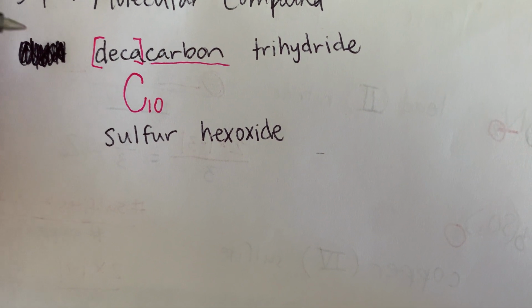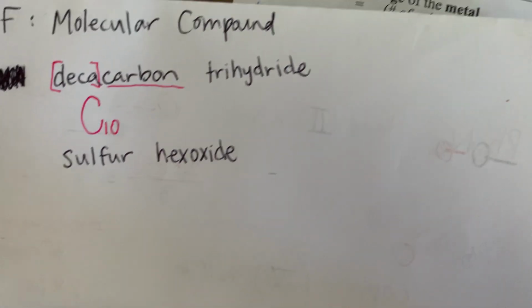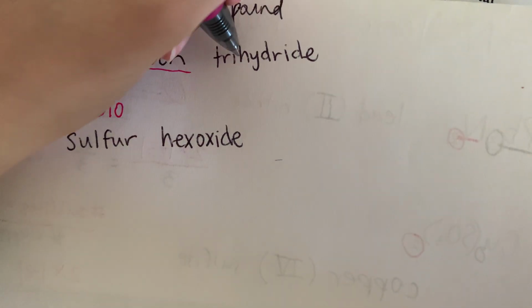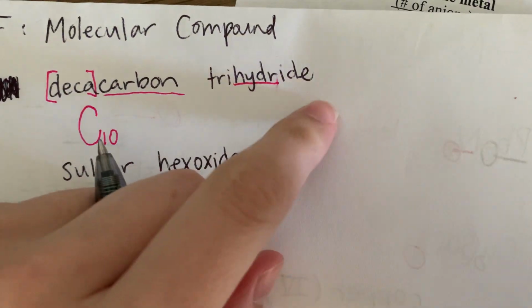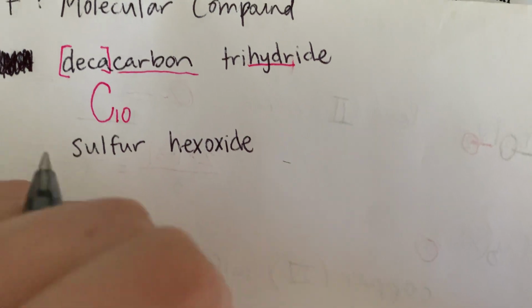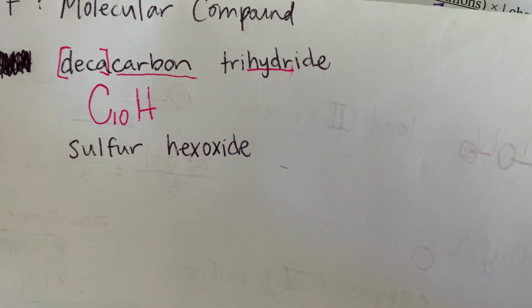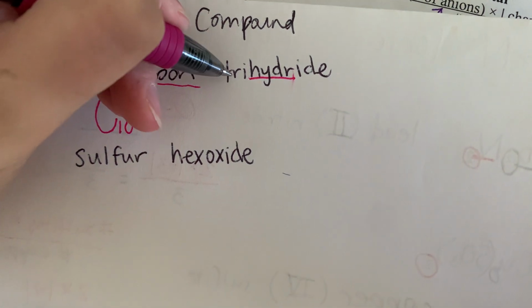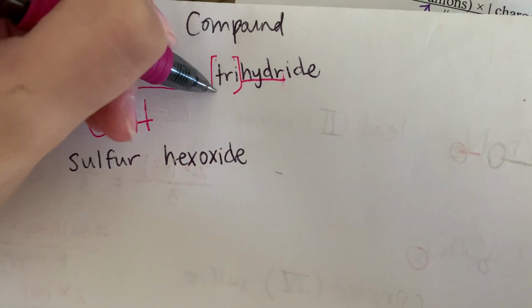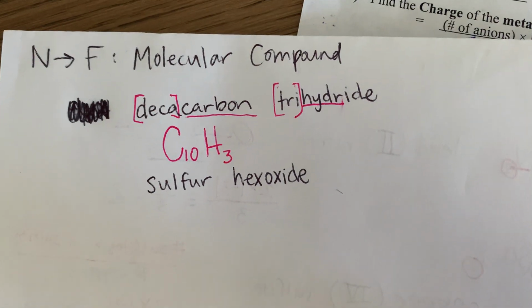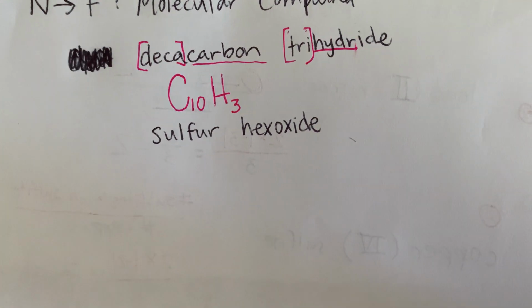Now I can repeat it for the second one. I'm going to find who my element is here. This one's a little bit trickier. We see hydr-, because remember we always change the ending to "ide," so it takes off the end. But hydr-, we can guess, is hydrogen. So that's just an H. And then tri, we can look down here, is 3. So I'm going to put a 3 there. Boom, you're done. Let's try another one.